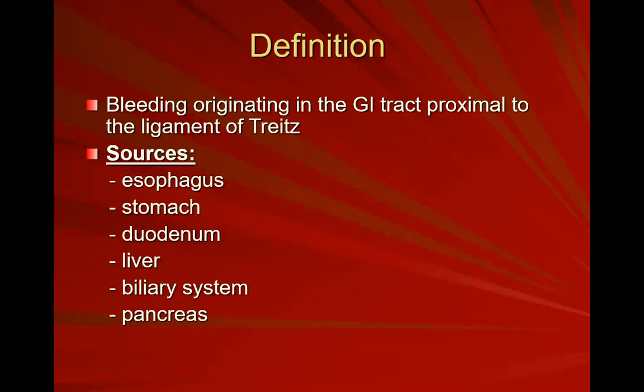So this is the definition of upper GI bleeding. We said anything above the ligament of Treitz. And what are the structures that are above the ligament of Treitz? We have the esophagus, the stomach, the duodenum, and in addition to that, the structures that are attached to the duodenum, like the liver, biliary system, and the pancreas. So any bleeder in these organs would present with upper GI bleeding.